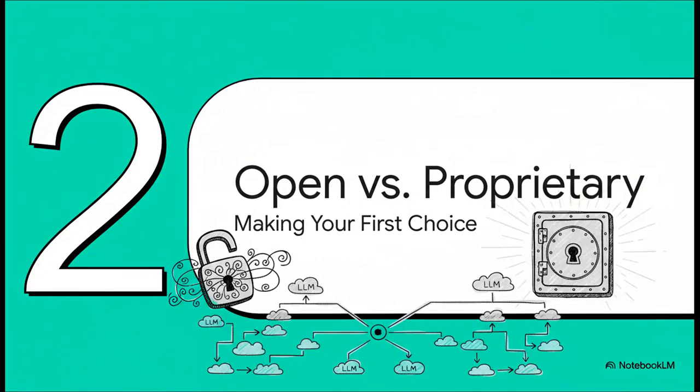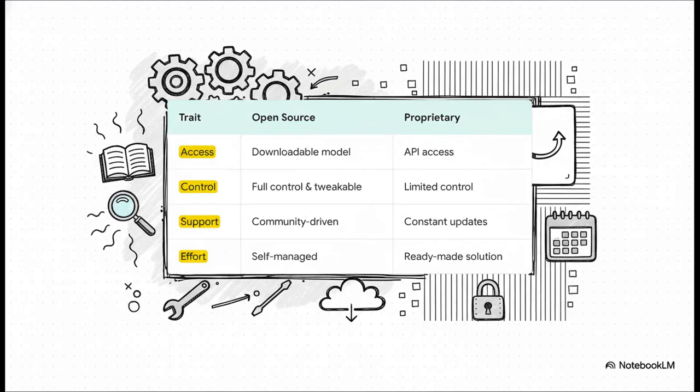All right, so now that we know what an LLM actually is, you're going to face your first big decision. Should you go with an open source model or a proprietary one? Let's break that down. Here's the core trade-off, right? With an open source model, you get total control. You can download it, you can mess with it, you really own the whole tech stack. But, and it's a big but, you're on the hook for everything, from the servers to security. Proprietary models are basically the opposite. They're a ready-made service that's super easy to use and always updated, but you have way less control over how it all works under the hood.